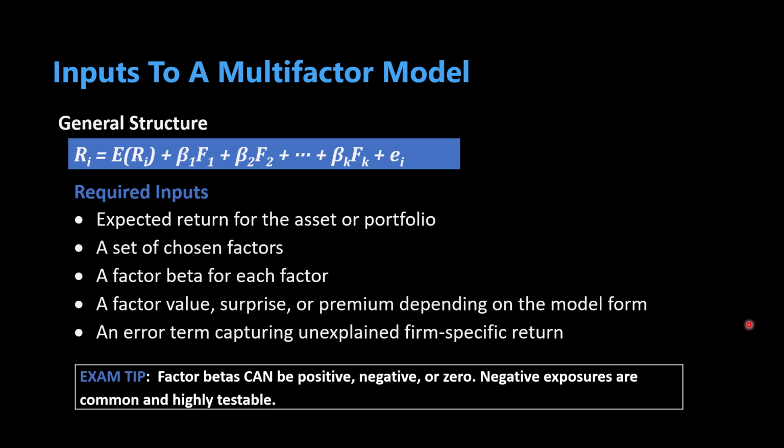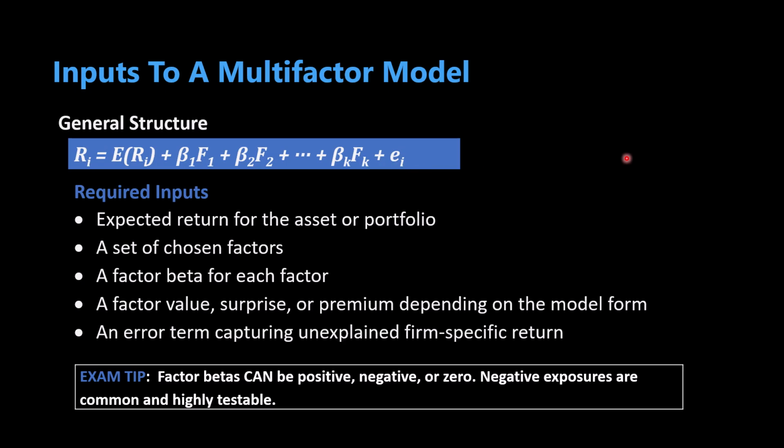You need an expected return anchor, E(R), a set of chosen factors, F, a beta or sensitivity for each factor, the realized or expected value of each factor term depending on the version of the model, and finally an error term for unexplained firm-specific return, sometimes called the error term here.